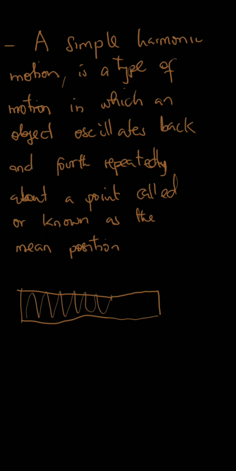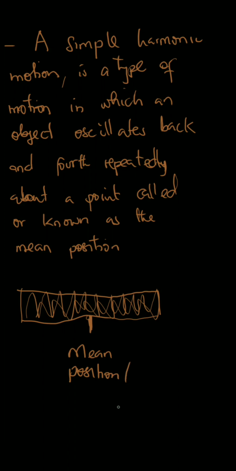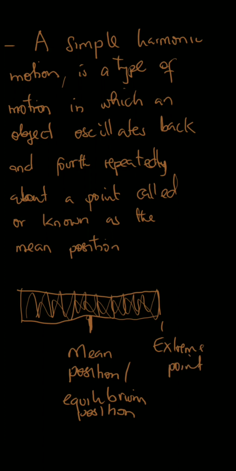From this point, it is moving to the other end. When it reaches the other end, it starts coming back. So this is a simple harmonic motion. Then there's a point known as the mean position or the equilibrium position. On the other two ends we have the extreme points. These extreme points are simply the furthest points an object cannot exceed as it is oscillating, or moving periodically.